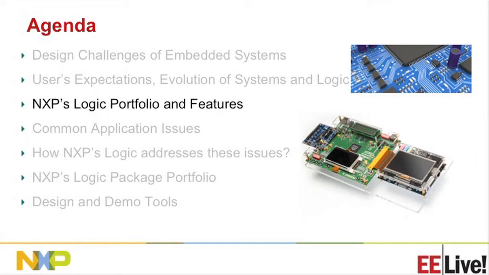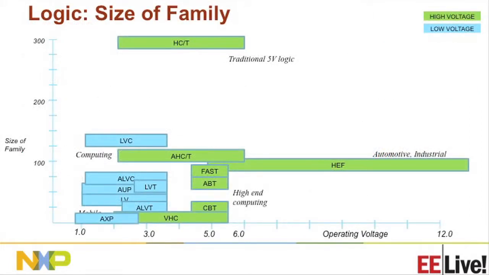When it comes to the portfolio, there are gates, flip-flops, configurable logic, combination logic, counters, shift registers, buffers, line drivers, etc. If you look at the different families available, the families in green are high voltage families. So they go from 5 volts up to 15 volts. And the total number of functions is on the vertical scale here, with the operating voltage on the x-axis.